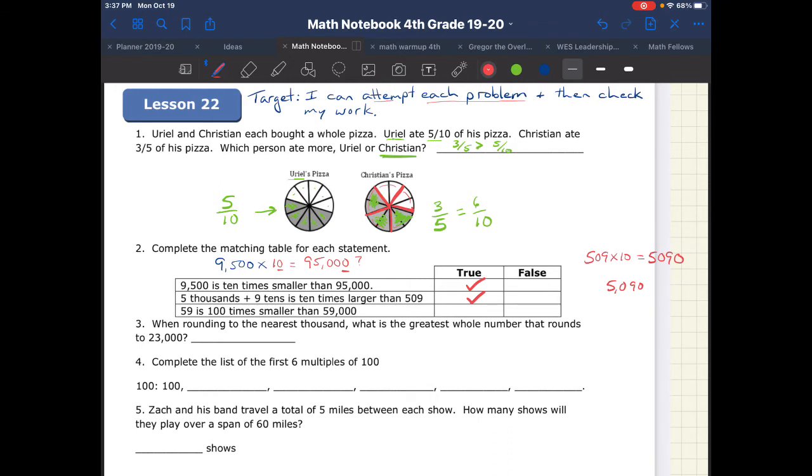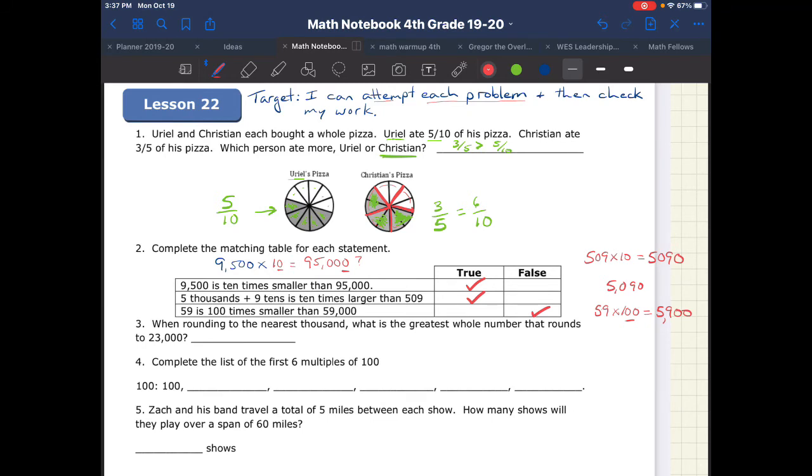59 is 100 times smaller than 59,000. Or 59,000 is 100 times greater than 59. So is 59 times 100, what is that? We'd get 59, and we'd place these two zeros. 5,900. That is false. It is not 59,000, it's only 5,900.